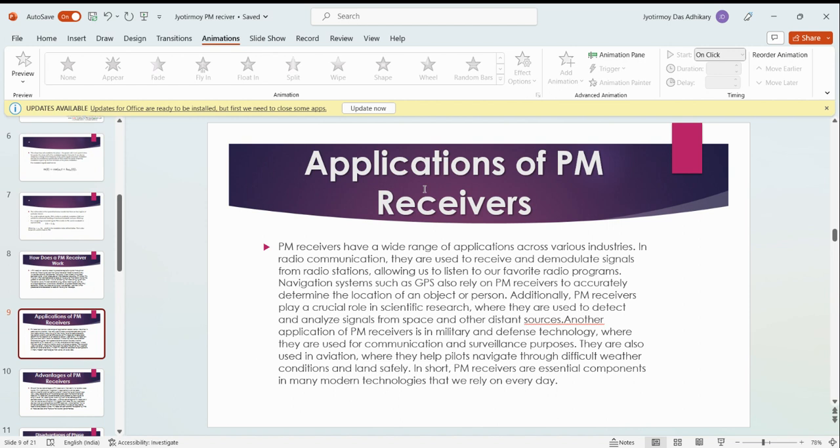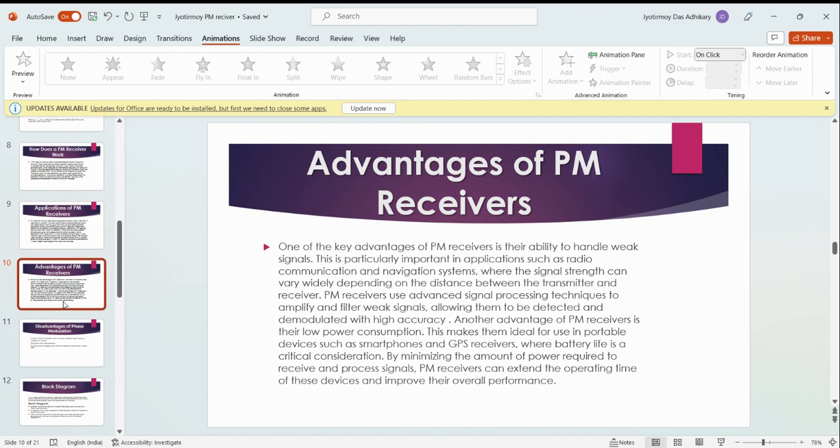Application of PM receiver. Advantage of PM receiver. Important topic. One of the key advantages of PM receivers is their ability to handle weak signals. This is particularly important in applications such as radio communication and navigation systems, where the signal strength can vary widely depending on the distance between the transmitter and receiving system.